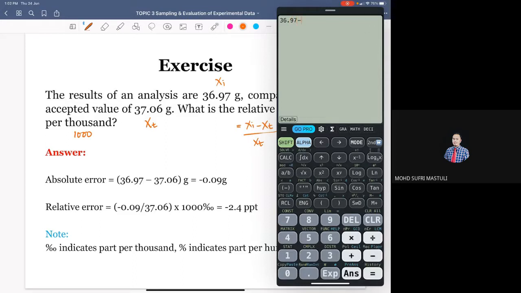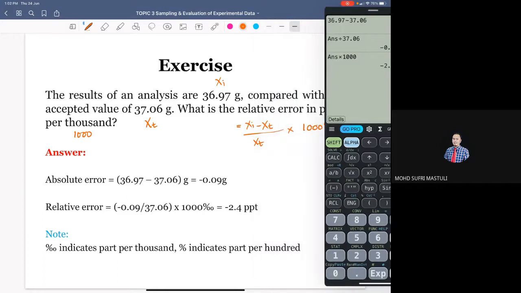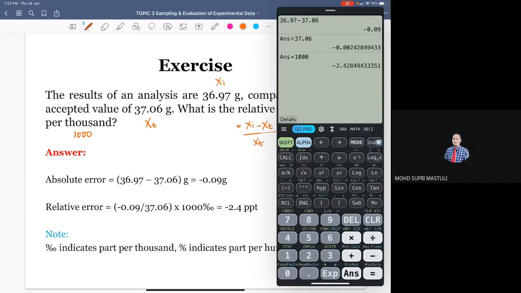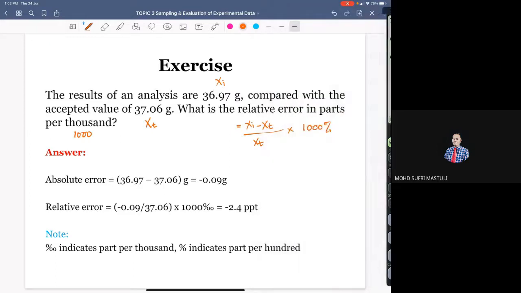36.97 minus 37.06, and then divided by the true value, times 1000. So minus 2.4284. With two significant figures, you obtain 2.4 ppt, parts per 1000.